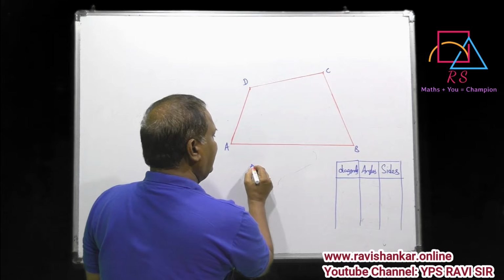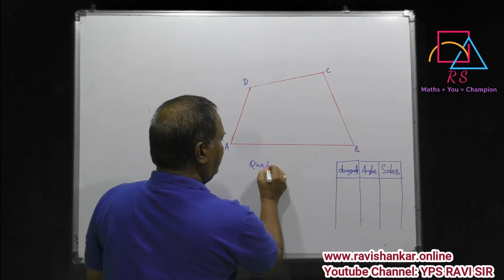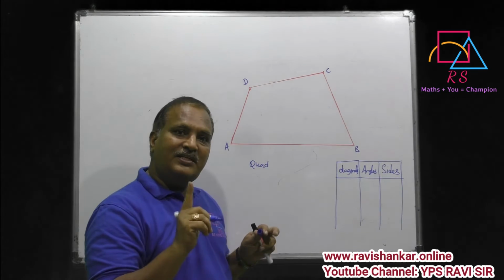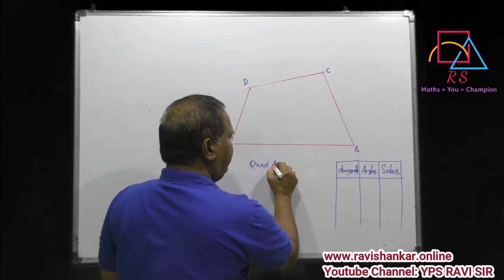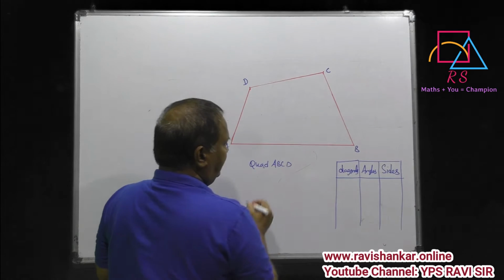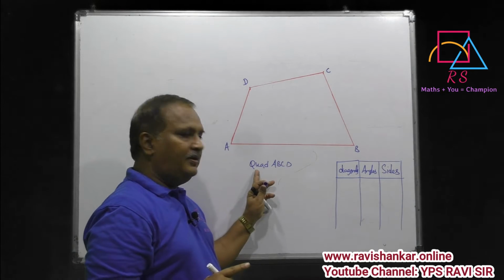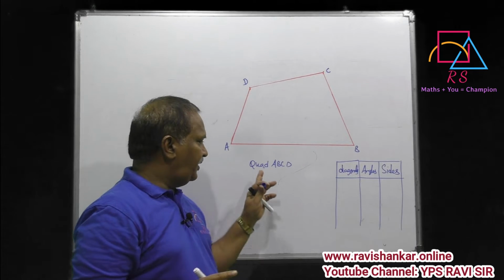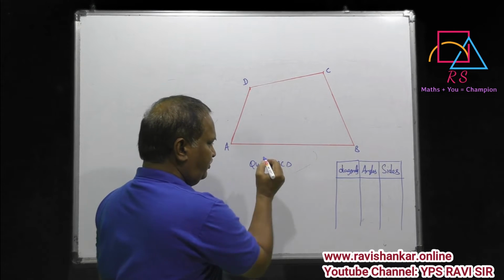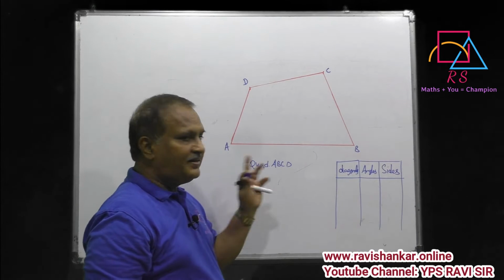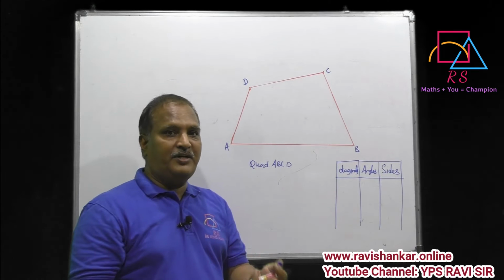The name of a quadrilateral, we use QUAD, quad, ABCD. This is how we represent a quadrilateral. No need of writing in full. You can write quad. You can put a dot also. Quadrilateral ABCD. This is how you have to write.